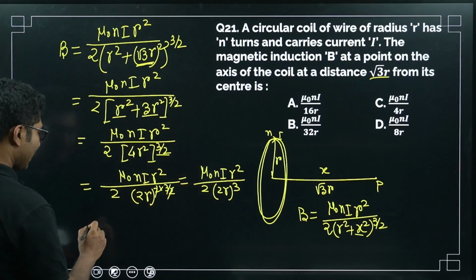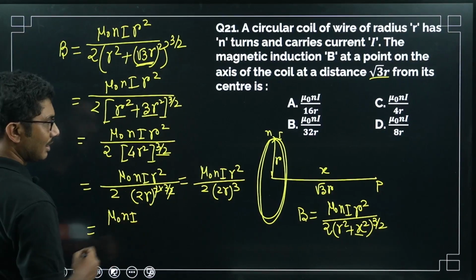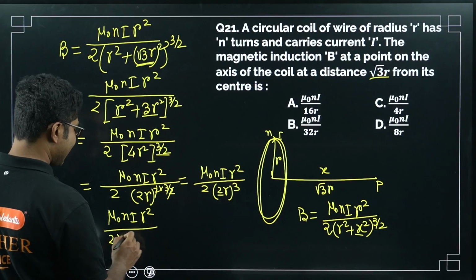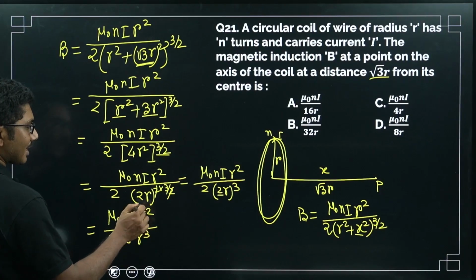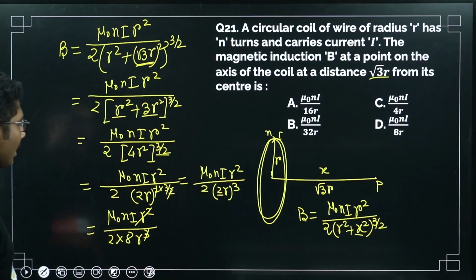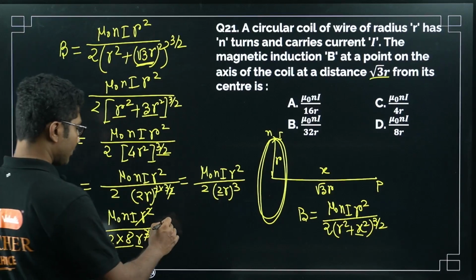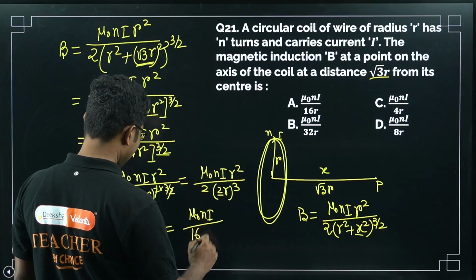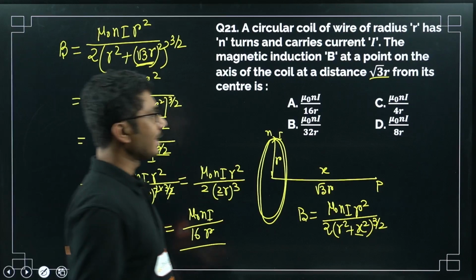So the entire thing is now simplified. Now let's do the cube part. We can write this as mu naught Ni r square divided by 2 times 2 cube is 8, r cube is r cube obviously. Now there is an r square in the numerator, so we can simply cancel one r square with r cube. There will be only one r left in the denominator, and 2 times 8 is 16, so it will be mu naught Ni by 16 r. If you solve it step by step, this is the answer.